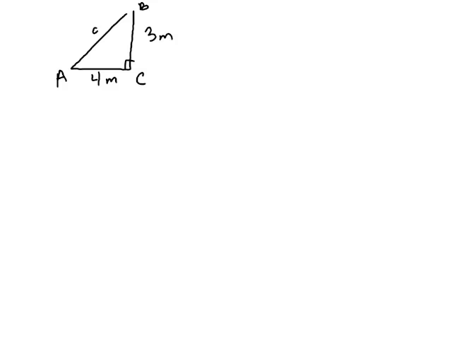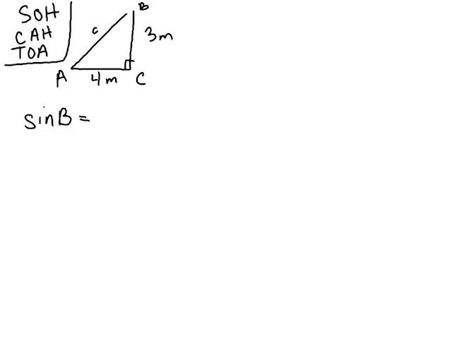So I'm not given either angle measurement, I'm given 2 side lengths. They want us to find sine B, cosine B, and tangent of B. So let's start with the sine for angle B. What's our formula for sine? Sine equals opposite over hypotenuse. So the sine for angle B equals the opposite side, so that's my 4 meters, over the hypotenuse, which I don't know.